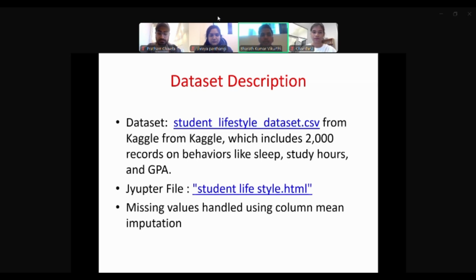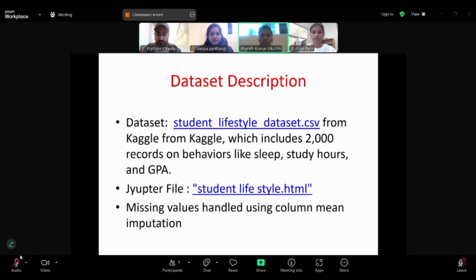Coming to the dataset selection, we used a dataset from Kaggle with 2000 student records. It includes study time, sleep time, physical activities, social hours, stress levels, and GPA. We cleaned the data and filled the missing values with the average value of each column. So why this data set? This data set was a good fit for our assignment because it shows real student behaviors. It allows us to find patterns and test how lifestyle affects performance. That's the introduction and our data set. Now I will pass it over to Pratham.